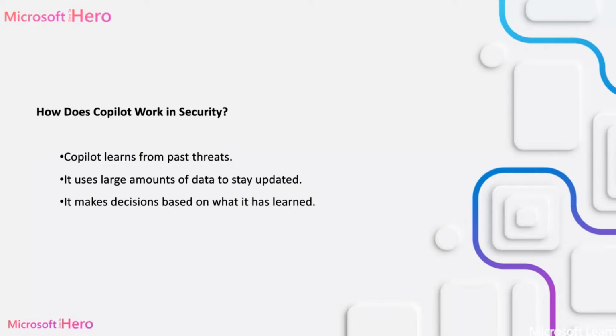It also uses a large amount of data to stay updated. Cyber threats are changing, so Copilot uses this data to recognize new types of attacks or suspicious behavior as soon as possible. Finally, Copilot makes decisions based on everything it has learned. When it spots something unusual, it uses all of that knowledge to help you decide the best way to respond. This helps keep your system safe and more secure.